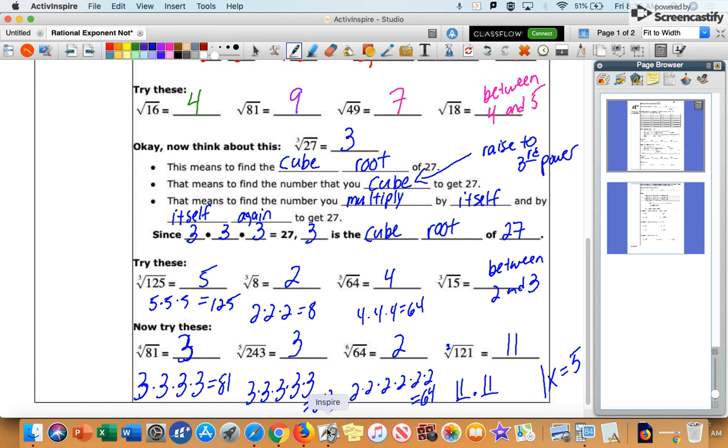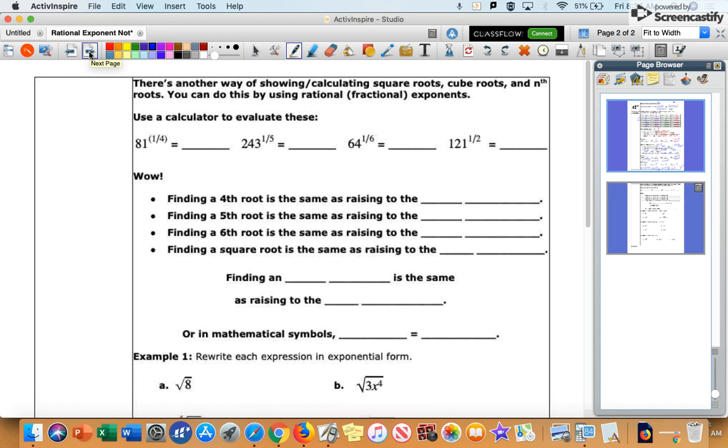All right, let's move on to the second side of our notes here and talk about another way of actually showing these different types of roots. So square roots and cube roots and nth roots would just be indicating whatever type of root you want, a 6th root or a 100th root if you wanted to. What times itself 100 times would be that number. Not something we have to figure out very often. But you could do that.